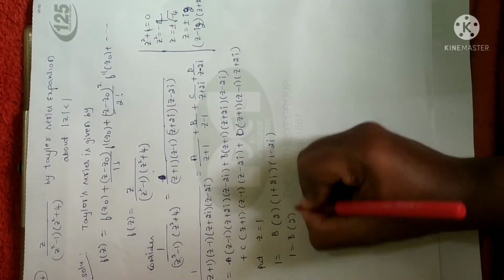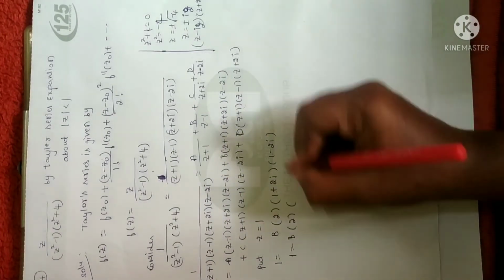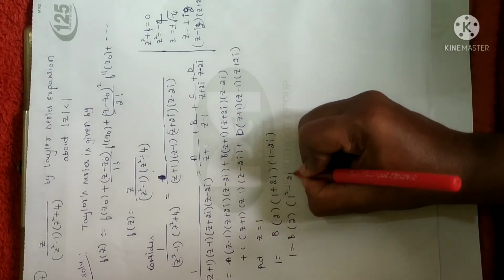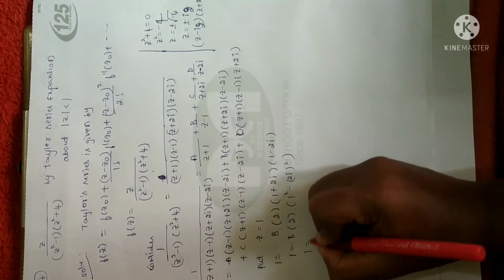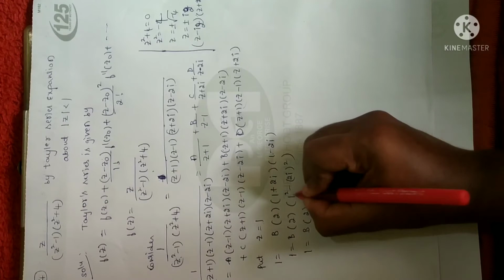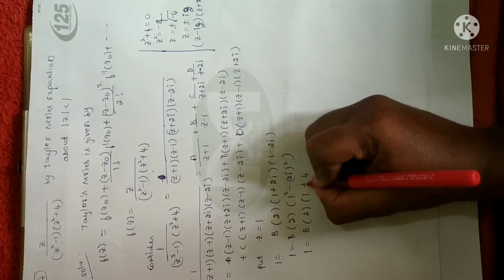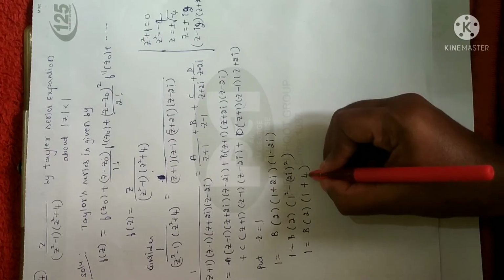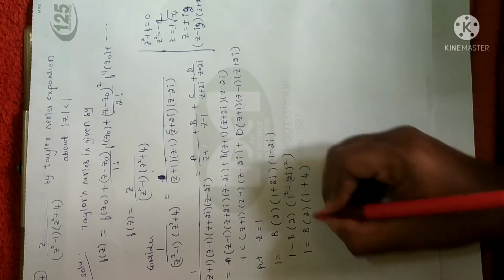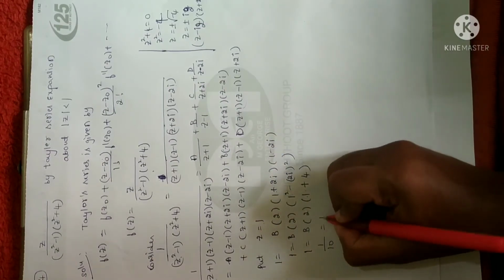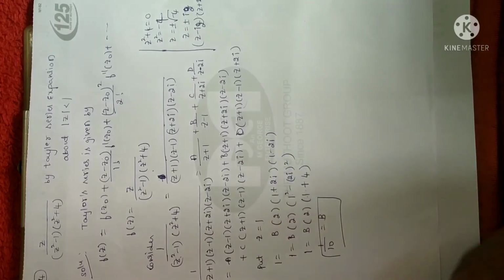So anyhow let me simplify. It is of the form (a plus b) into (a minus b), I can write a square minus b square. Right? So 1 is equal to b into 2 into (1 square is 1 minus 2i square, which is 4 i square, and i square is minus 1). So minus of minus will become plus. Now 4 plus 1 is 5. 5 into 2 is 10. So 1 divided by 10 is b. The b value is 1 divided by 10.